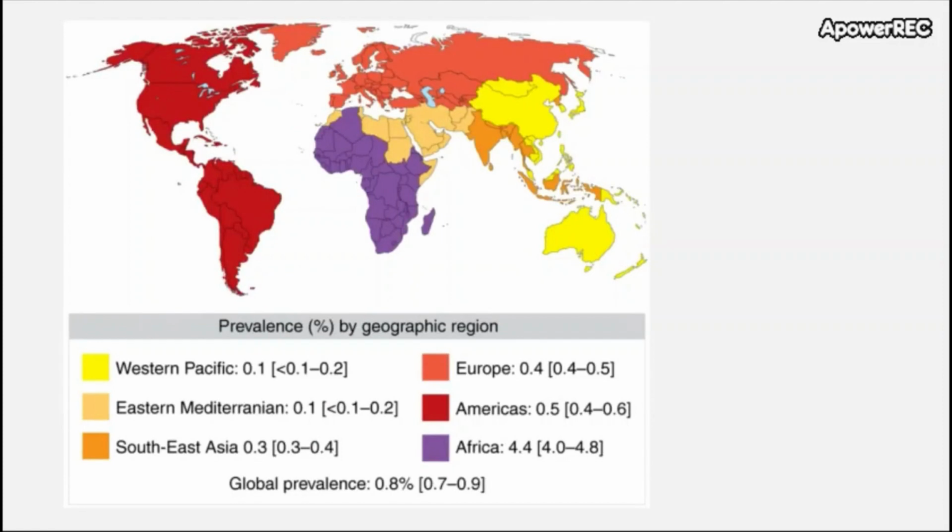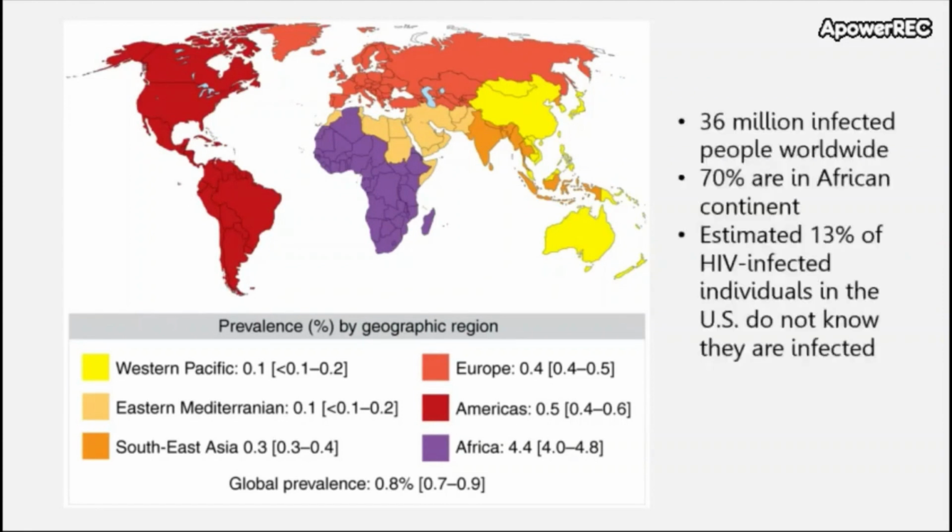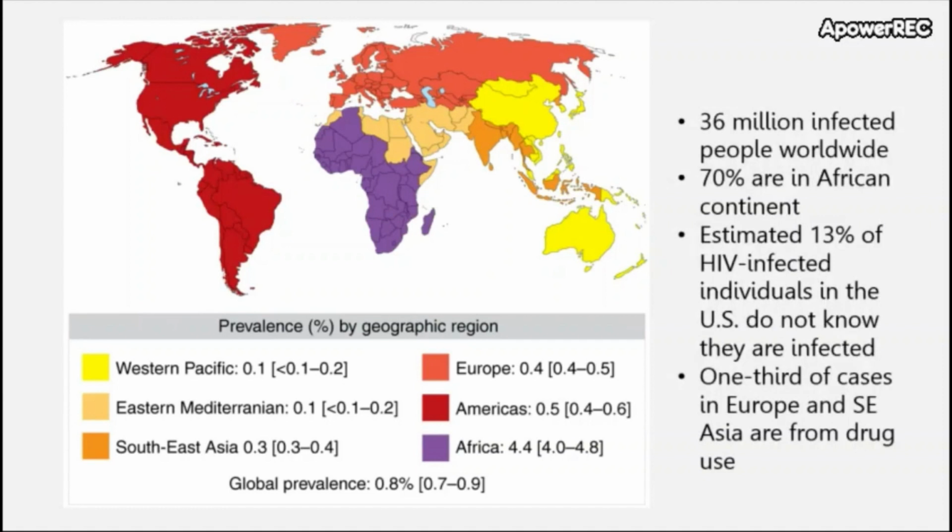So this virus infects roughly 36 million people worldwide. About 70% of cases are in Africa, and about 13% of people infected with HIV are in the US and are not aware that they are infected. Lastly, 1/3 of cases are in Europe and Southeast Asia, and they're from drug use.